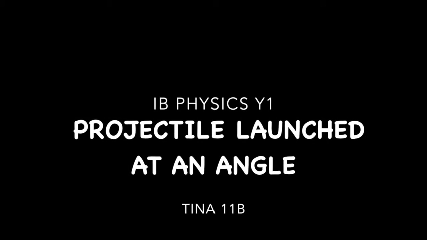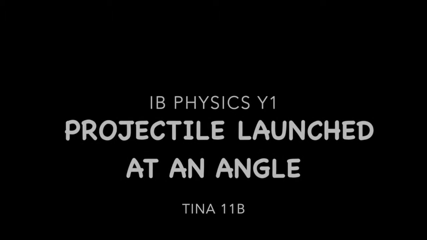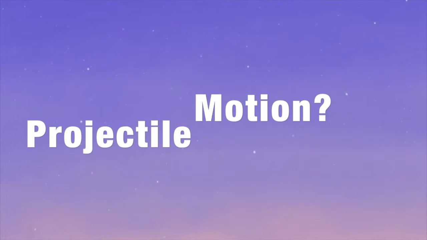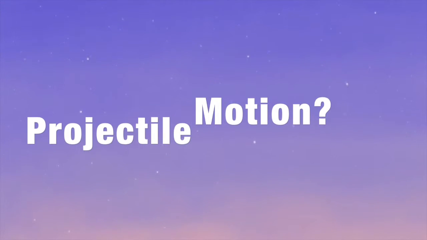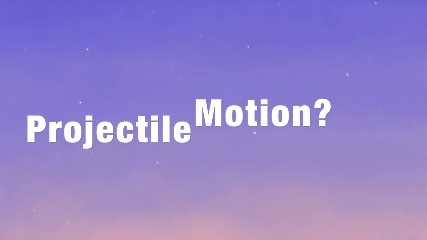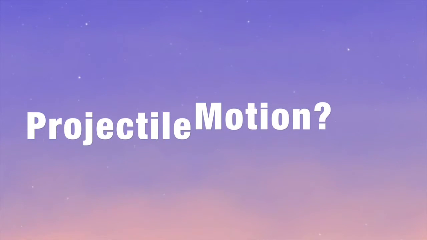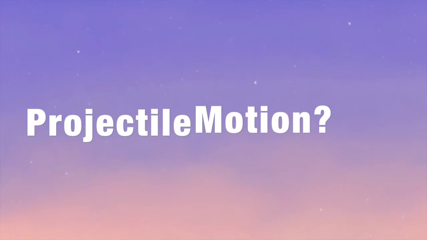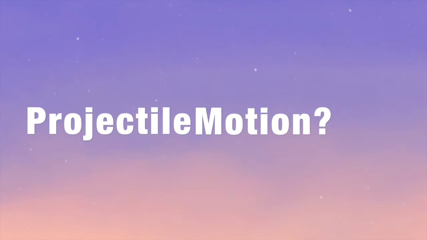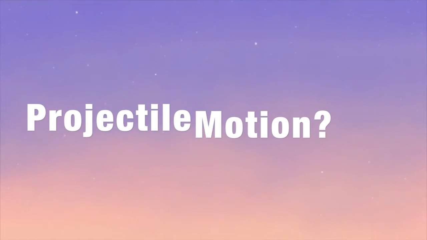Hello, so today I will be talking about projectile motion that is launched at an angle. Projectile motion is a form of motion in which an object is thrown near the Earth's surface, and it moves along a curved path under the action of gravity only. The only force of significance that acts on the object is gravity, which acts downward to cause a downward acceleration.